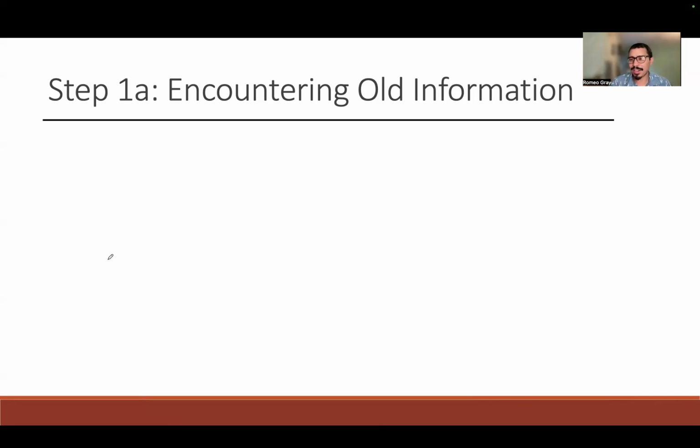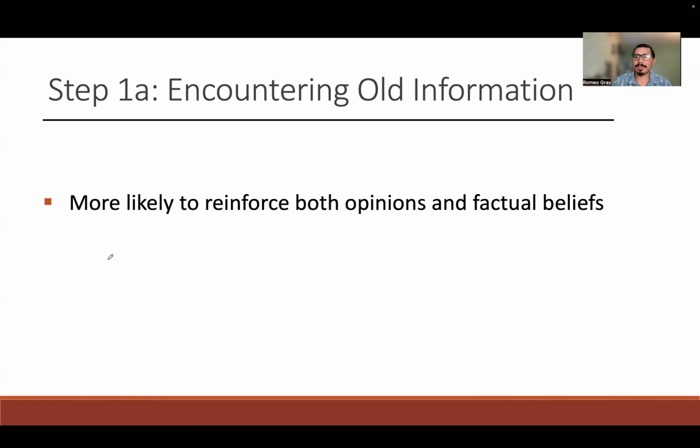I'm sure there's more kinds of information. In fact, I'm certain there are. But for motivated reasoning and for the theme of this week, these two categories, old and new information, are really going to be important. So let's talk about what happens when people encounter old information. If it's old information, they've already seen it before, it's nothing new, it's more likely to reinforce both the opinions that they have and their factual beliefs.